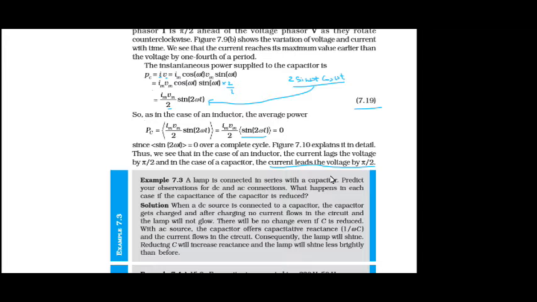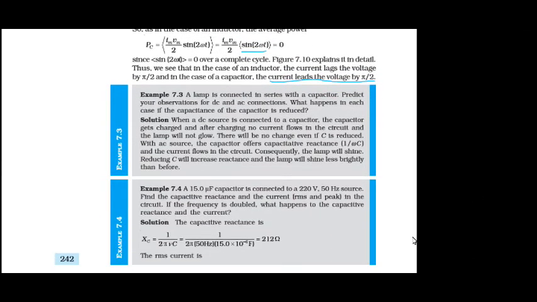Now let us see a few examples. A lamp is connected in series with a capacitor. Predict your observation for DC and AC connections. What happens in each case if the capacitance of the capacitor is reduced?